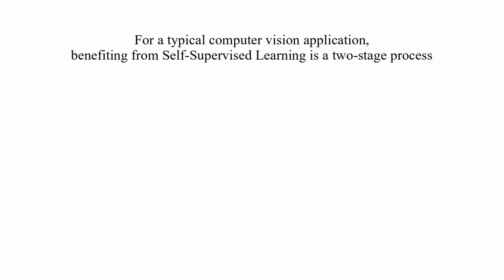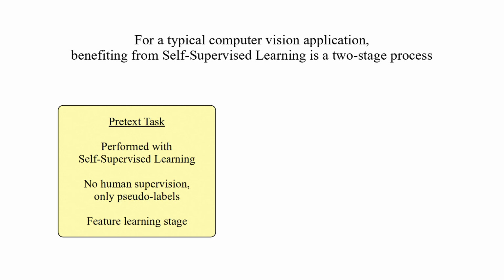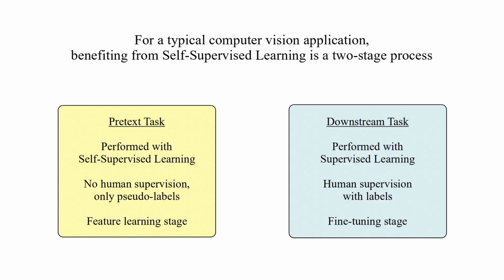For a typical computer vision application, benefiting from self-supervised learning is a two-stage process. The first step, Pretext task, is performed with self-supervised learning. There is no human supervision, only pseudo-labels are used. This is feature learning stage. The second step, Downstream task, is performed with supervised learning. Human supervision is incorporated with labels. This is fine-tuning stage.